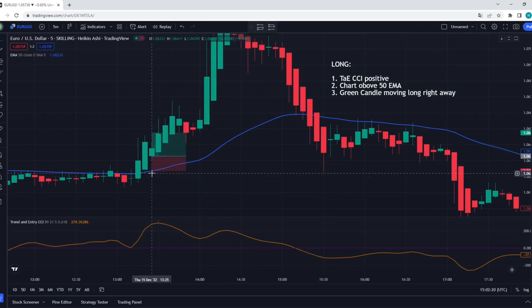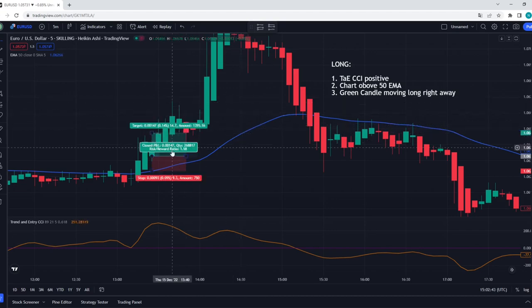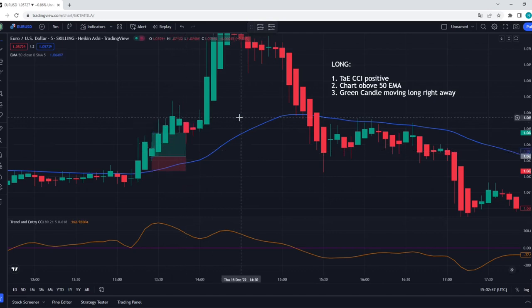Our stop loss I will put to the 50 EMA, and we will not use a take profit, but we will close our trade when we got the first red candle that closed. So this is the first red candle that closed, and here we will leave our trade. So guys, as you can see over here, we got a risk reward ratio of 1.58 and a solid profit.